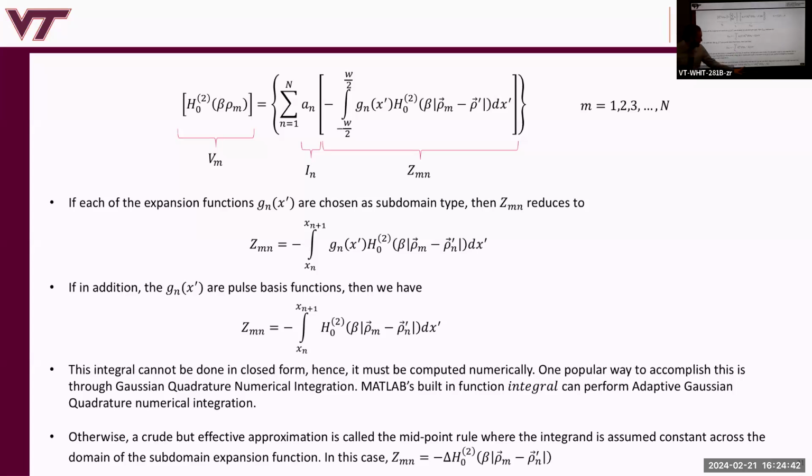So in that case, Zmn would be equal to negative delta, where delta is the integral from xn to xn plus 1 of dx only, which is the width of the pulse, times this integrand evaluated at the center of the domain.